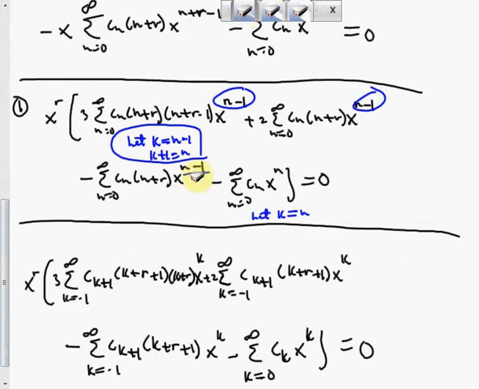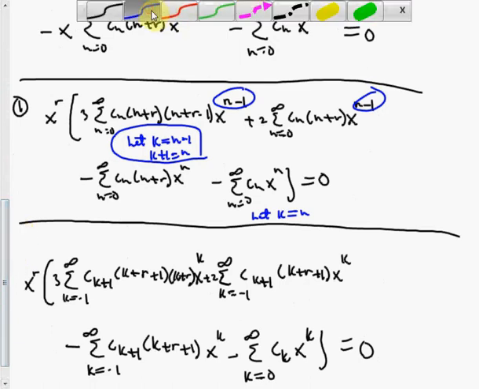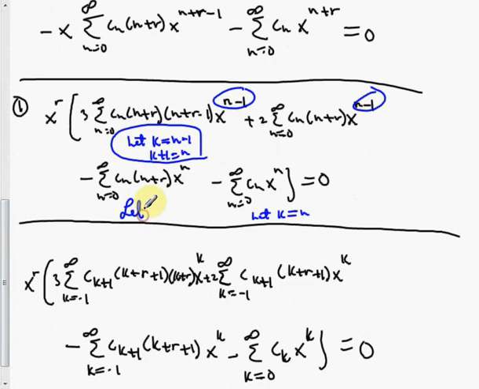So it was only on this part here, where we put that x in there, so this is just x to the n. Then here, let k equal n. Make sure we follow those steps.